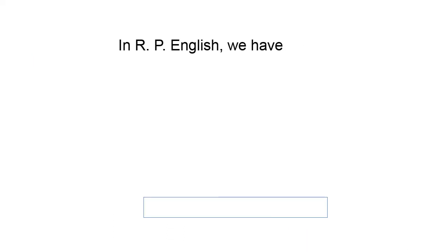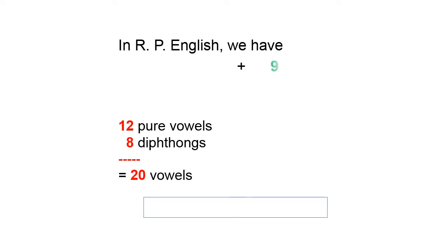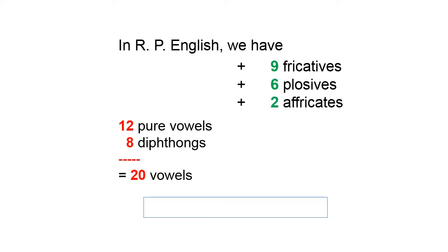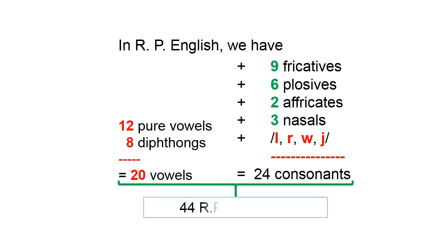In RP English, we have 44 phonemes. 20 of them are vowels and 24 are consonants. The vowels are split into pure vowels and diphthongs. We will look at diphthongs next week. We have done 9 fricatives, 6 plosives, 2 affricates, and 3 nasals, which leaves us with 4 more sounds that we will learn next week also: l, r, w, and y. 24 consonants, the RP consonants.